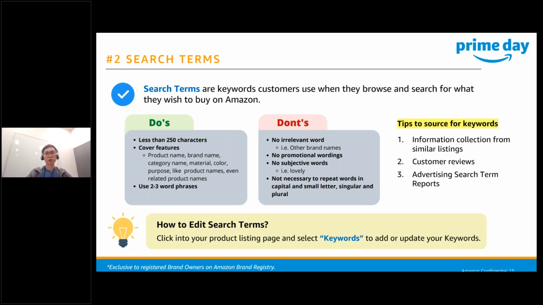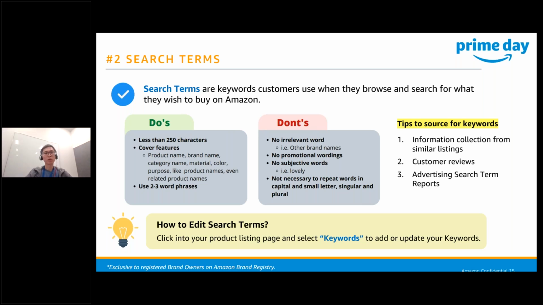But there are some things to take note of: your search term should be less than 250 characters, and it should ideally cover features such as your product name, your brand name, or some key product attributes. You may also choose to use, for example, 2 to 3 word phrases as well. Things to avoid: try not to include irrelevant keywords or even promotional wording and subjective words. The search terms are not case sensitive, so you do not have to put in any camel case or capital letters. It is not case sensitive.